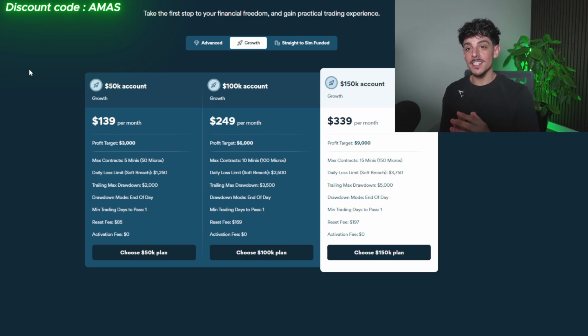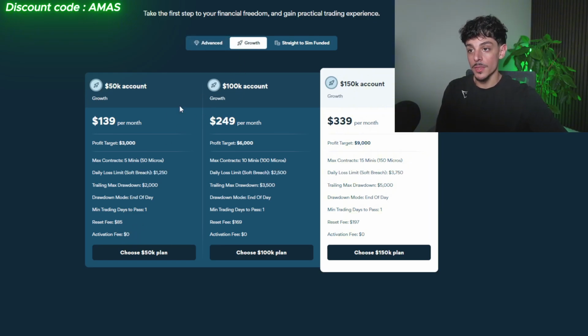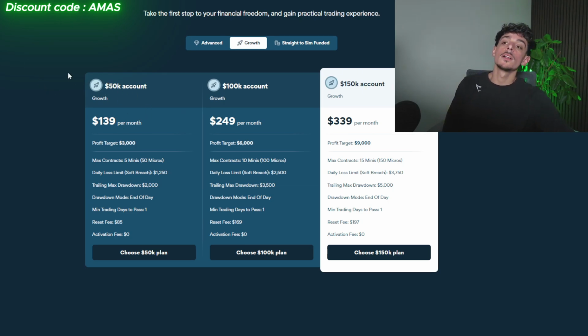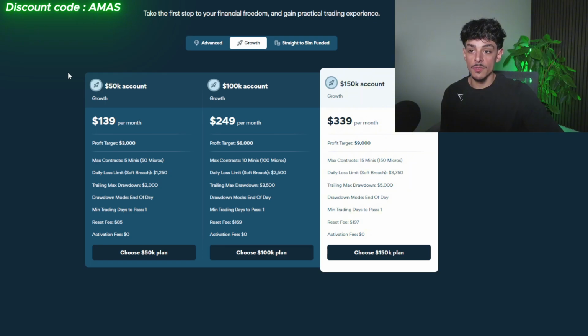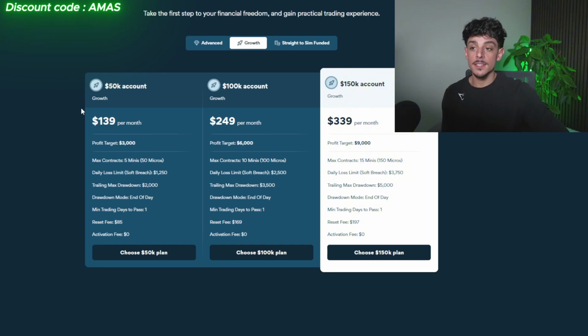So on the advanced accounts, let's go back here. Right here, it was 48 plus 125 when you pass the account. The growth is only 97. So in terms of return on investment, if you pass this evaluation on the first or the second try, it's a better initial investment than the advanced. That's for sure. Okay, it's $97 per month.